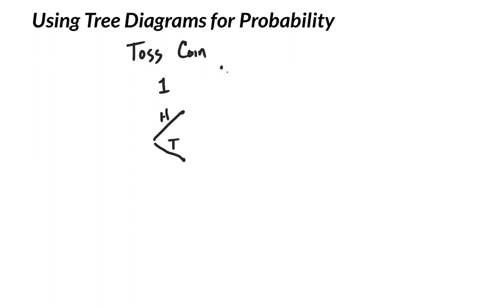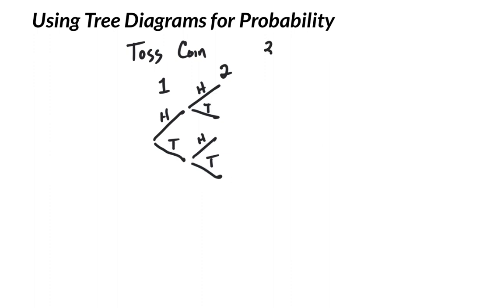But let's say then you toss it a second time. Well, again, you can have heads or tails. Heads or tails. And now you see we have 4 outcomes. Basically, the number of outcomes are the ends of our branches. We could have heads, heads, heads, tails, tails, heads, tails, tails.